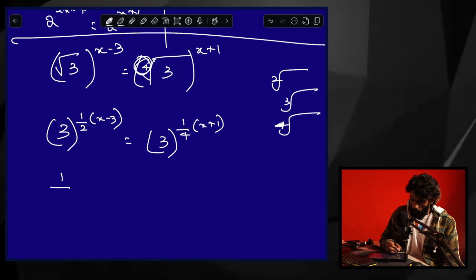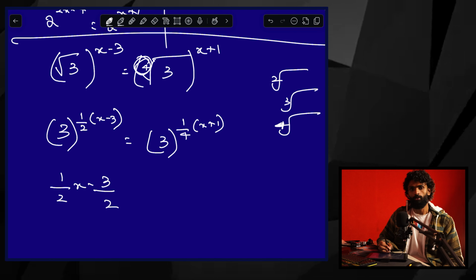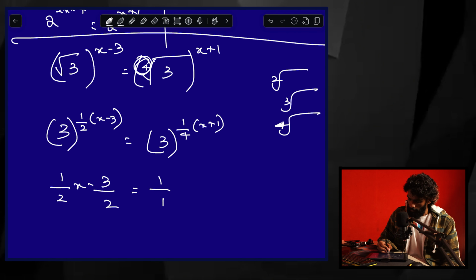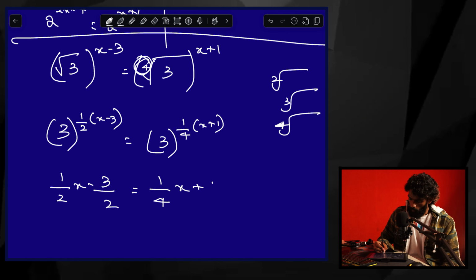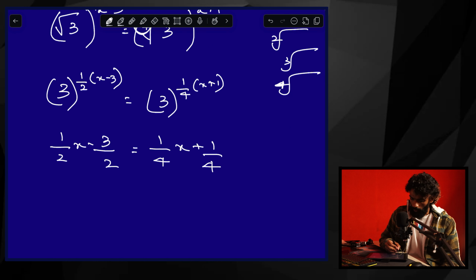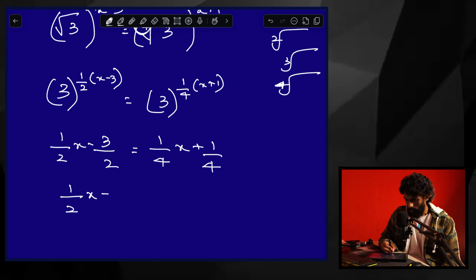So it becomes 1 by 2x minus 3 by 2. I'm skipping one step because you shouldn't, but understand. Equals 1 by 4x plus 1 by 4. Automatically we'll bring all the letters to one side, numbers to the other side. So 1 by 2x, which is a bigger number, remains as it is. Minus comes this side, plus comes this side, becomes minus 1 by 4.